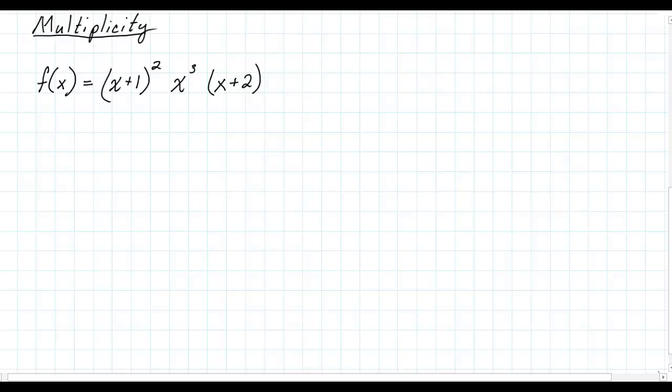Okay, we've already talked about roots of polynomials, so now we're going to talk about multiplicity of those roots. So here's a polynomial. f(x) = (x + 1)^2 * x^3 * (x + 2). So this is a degree 2 + 3 + 1 polynomial, which is degree 6.